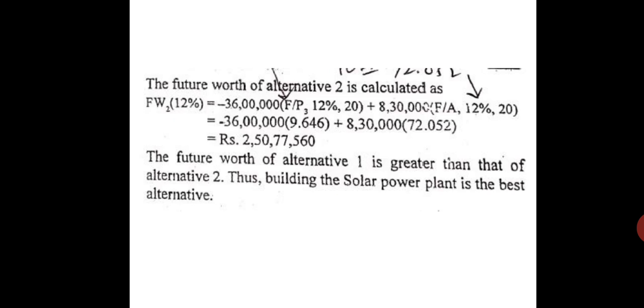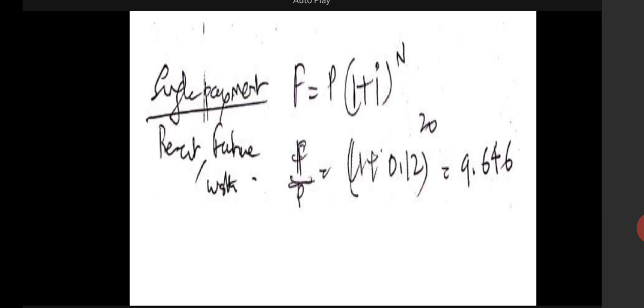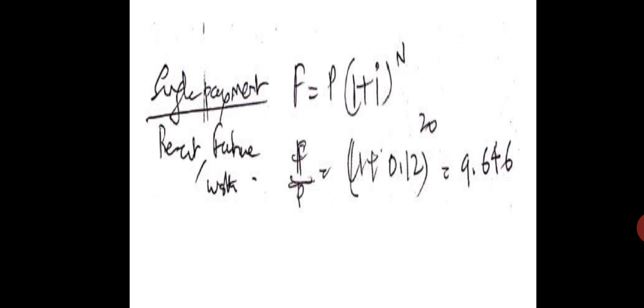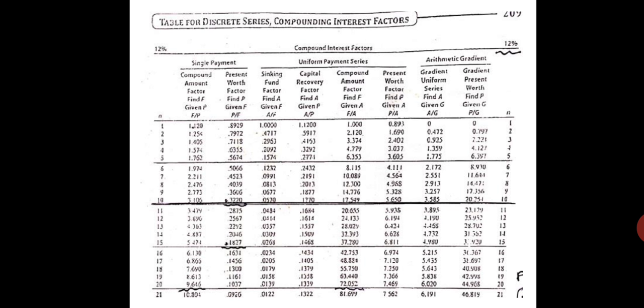Either you calculate using the relationship I have given here, F is equal to P into 1 plus I raised to N, or for annuity payment, 1 plus I raised to N minus 1 divided by I, using the two relationships, or using the chart here, single payment and uniform series payment, you can find out the factor directly. So this is a very simple way.